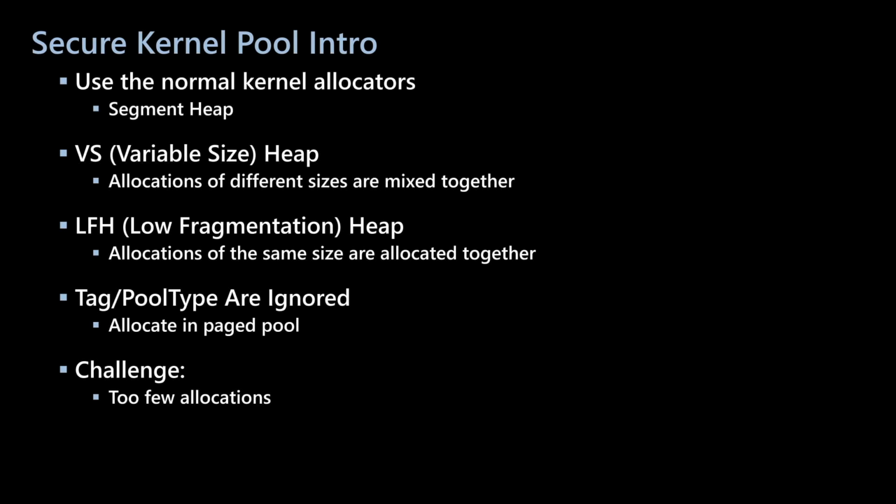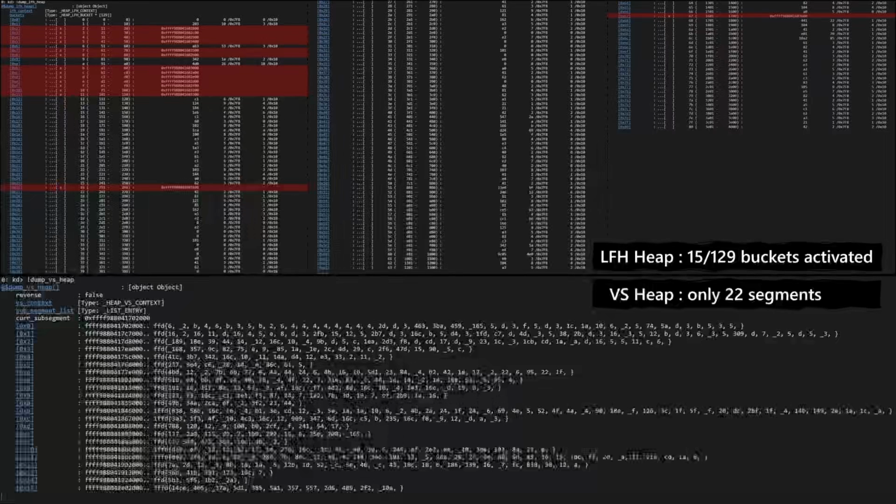other. In SecureKernel, the tag and pool type arguments are ignored. Pools are always allocated in paged pool. Since undo MDL is 16 bytes, while I cannot make the victim MDL smaller than 48 bytes, if I want to put them together, I have to use the VS heap. During the exploitation, the main challenge here is in secure world, there are too few allocations.